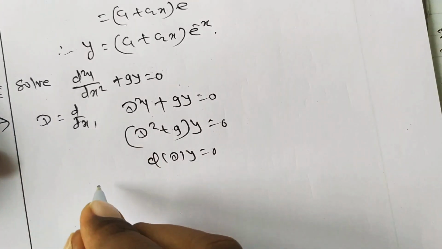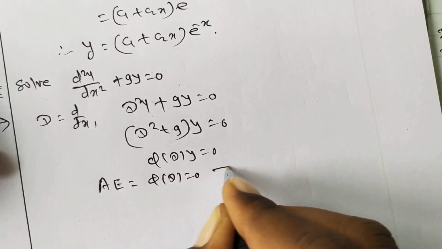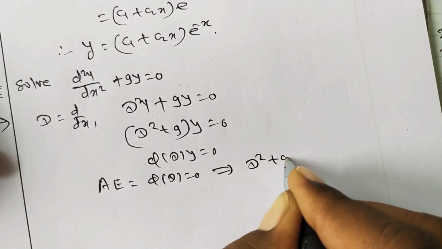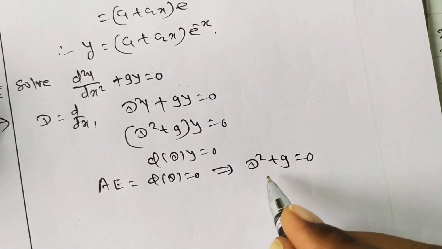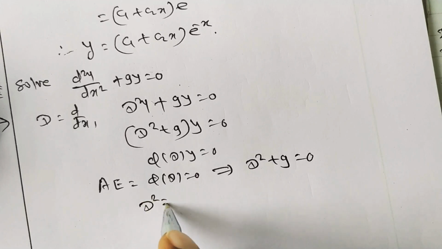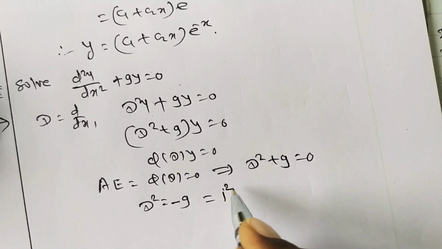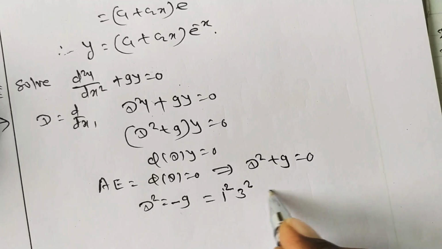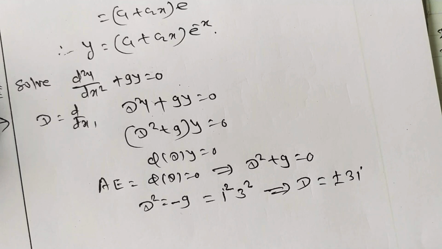So what is auxiliary equation? Auxiliary equation is phi of D equal to 0, that is D square plus 9 equal to 0. Now how we find the roots of D square plus 9? D square plus 9 equal to 0 means D square is equal to minus 9. Okay, minus 9 means minus sign. We know that i square is minus 1 and 9 is 3 square, means if we take square root of both sides, then we will get D is equal to plus or minus 3i. So these are the two roots, plus or minus 3i, which are imaginary and non-repeated.